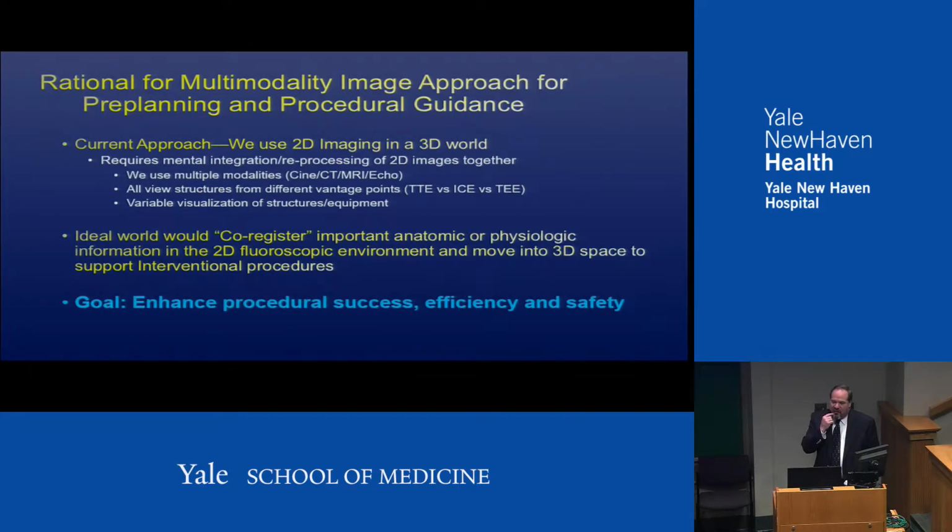So what is the rationale? What's the current basic approach? We use two-dimensional imaging in a three-dimensional world. What that requires is most people thinking about things and integrating at the same time. But that's actually fairly challenging. We use multiple modalities such as CT, echo, MR, but they have different characteristics about tissues, contrast, all of those things. And they all have different vantage points or views, and I think that's a critical thing to understand. And the variable visualization of certain structures is important. We can use that as a strength, but it also becomes a weakness.